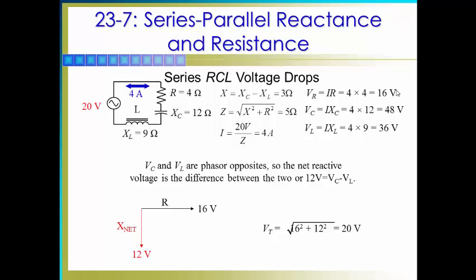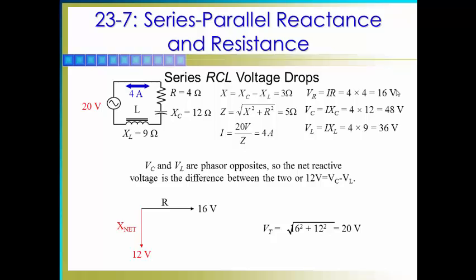So let's look at this circuit. We have 20 volts, again with the 12 ohms and 9 ohms. So if you do the calculations, you subtract the two, we get 3 ohms for the difference between the reactive parts, and then the total impedance is 5 ohms and current is 4 amps. So once we have the current, we multiply the current by the reactances and the resistances to get the voltage drops here. So you can see the voltage drop across the capacitor is 48 volts. The voltage across the inductor is 36 volts.